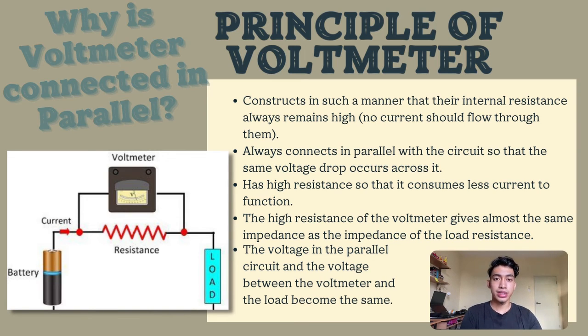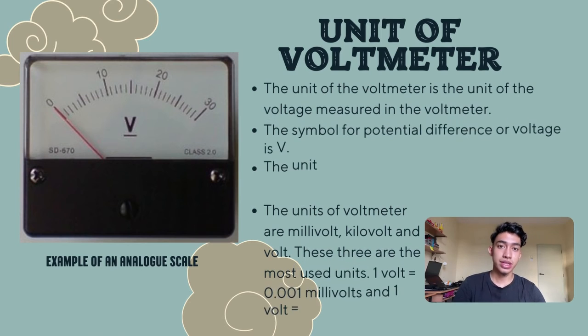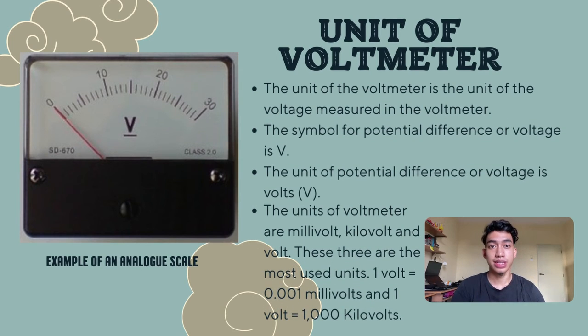The voltmeter is constructed with a very high internal resistance because it measures the potential difference between the 2 points of the circuit. The voltmeter does not change the current of the measuring device. The unit of the voltmeter is the unit of the voltage measured in the voltmeter. The symbol for potential difference or voltage is capital letter V. The unit of potential difference or voltage is volts.